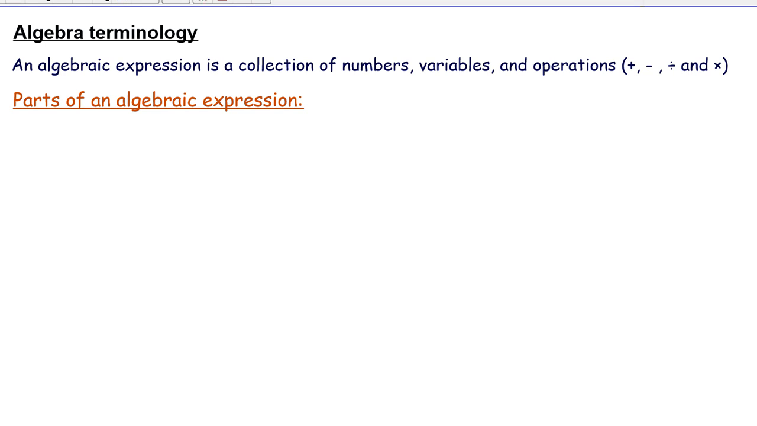In this video, I'm going to discuss algebra terminology and some important definitions that you need to know that we'll be using later on. So I'll start with an algebraic expression. An algebraic expression is a collection of numbers, variables, and operations.